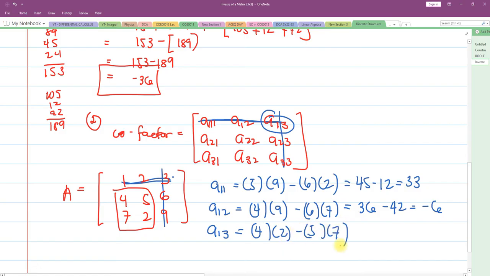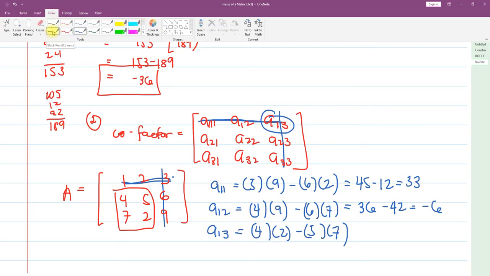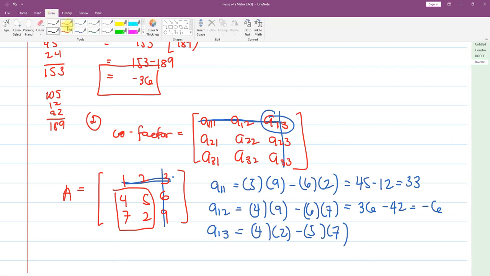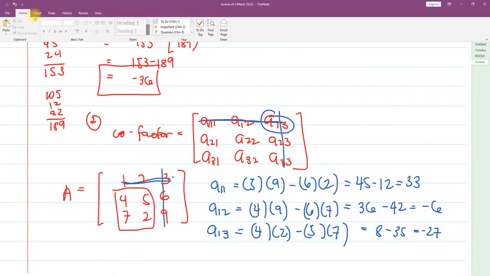So doing this for the remaining elements, it's simply very easy because we are only dealing with 2 by 2 determinants. So, let's do this. You have 4 times 2 is 8 minus 35. So, 8 minus 35, that is negative 27. Okay. So, again, let's do it.